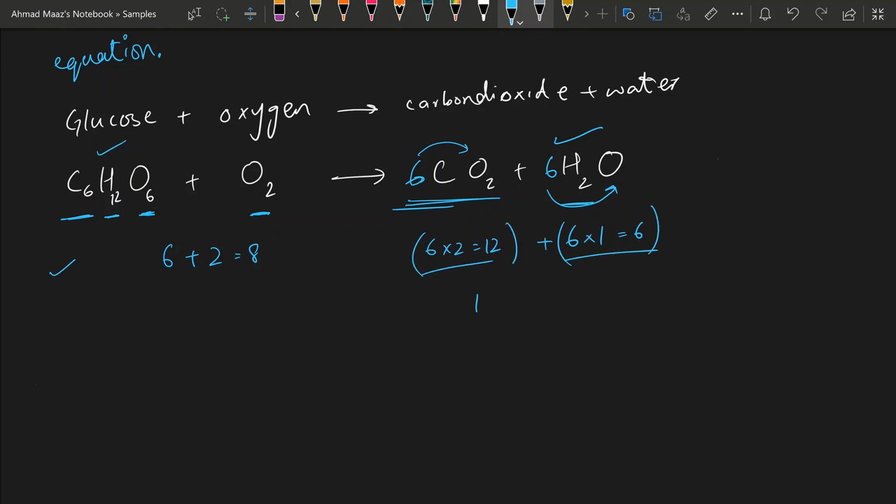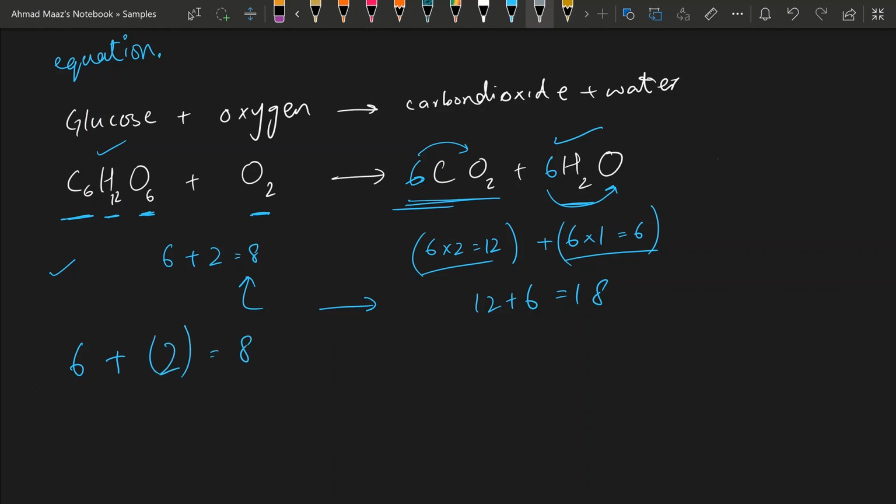You have 12 plus 6, 18 oxygens over here, and you have 8 oxygens over here. You need 10 more oxygens. How do you do that? You have 6 plus 2 equals 8.